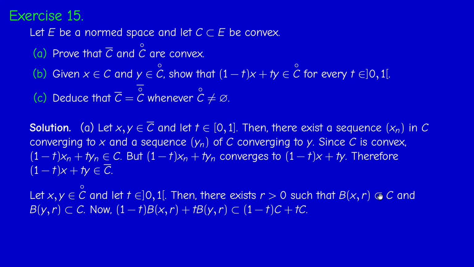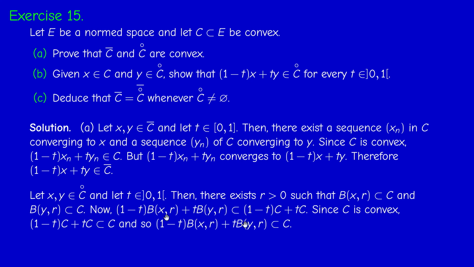But now, here I use the convexity of C. (1 minus t)C plus tC is not necessarily contained in C. It's contained in C if C is convex. Okay? So this linear combination of balls is contained in C. Right?